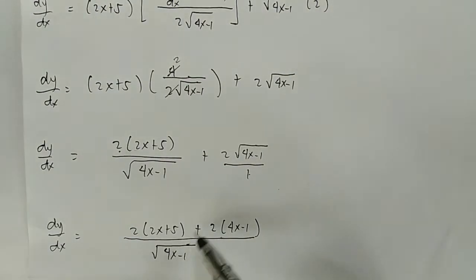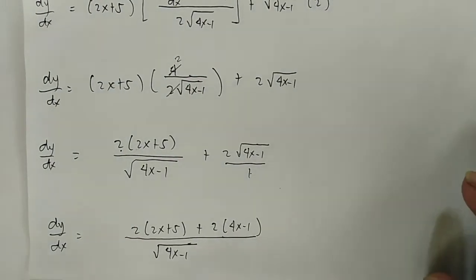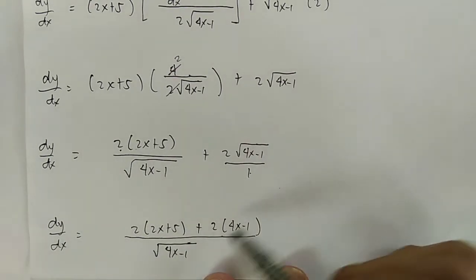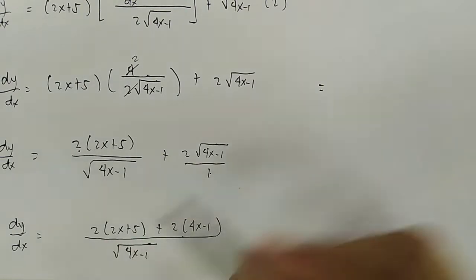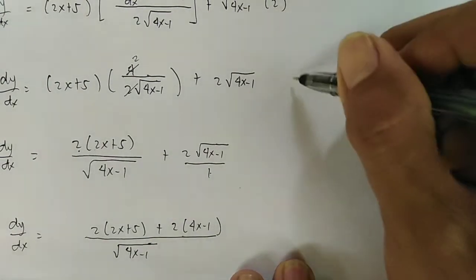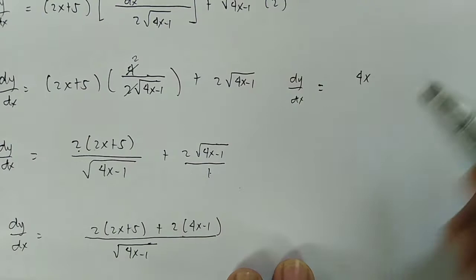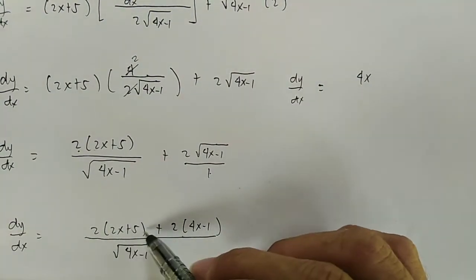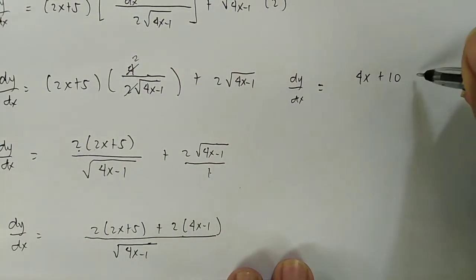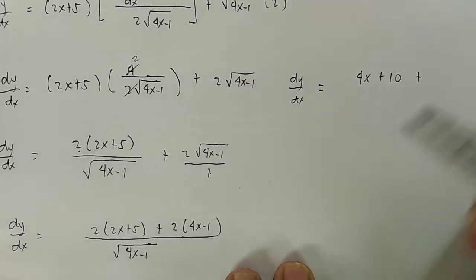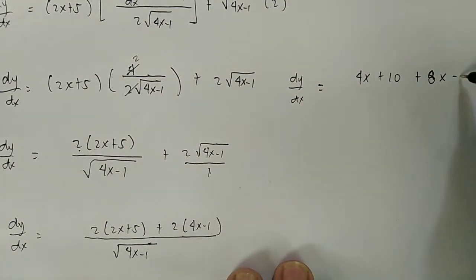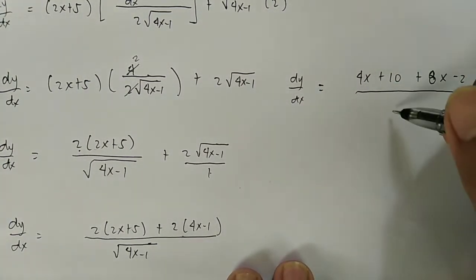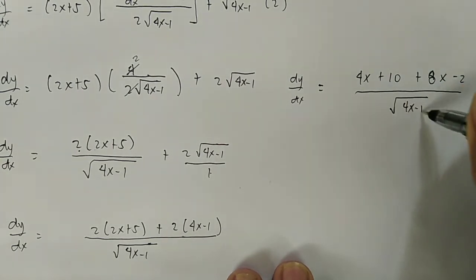So pag simplify natin yan into combine like terms, or simplify natin to, is equal to, we have 2 times 2x, magiging 4x. Sulat ko muna yung dy over dx. Then, 2 times 5, magiging 10. Then plus, 2 times 4x, magiging 8x. Then, 2 times negative 1, magiging negative 2. All over square root of 4x minus 1.